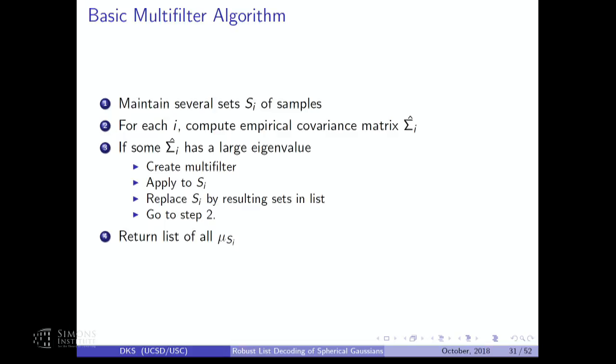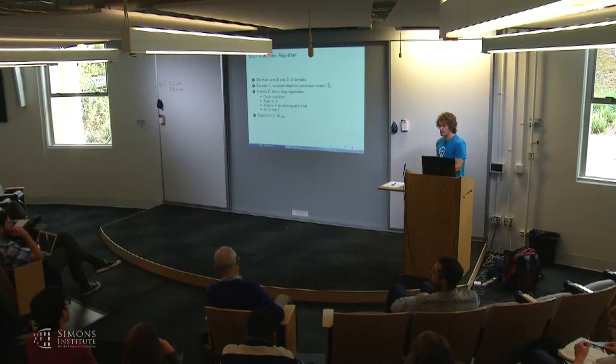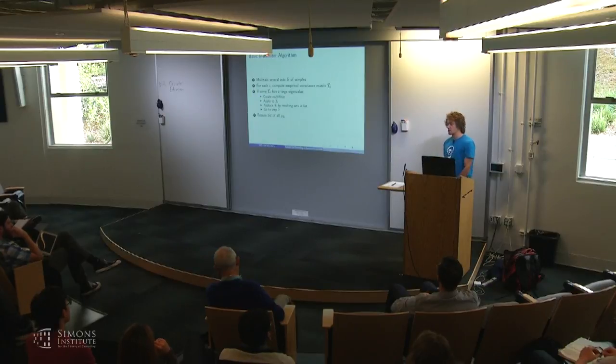And then when we're done, we're going to just return the list of all of the sample means of all of these sets. Yeah? What if the error distribution has Gaussians but with much smaller widths? Then you just retain all of them. What happens if our error distribution has Gaussians of smaller width and we retain all of them?